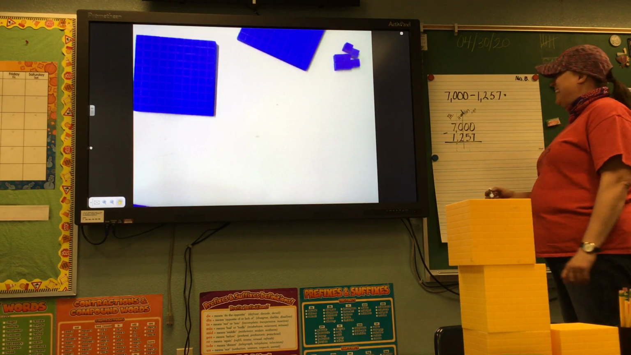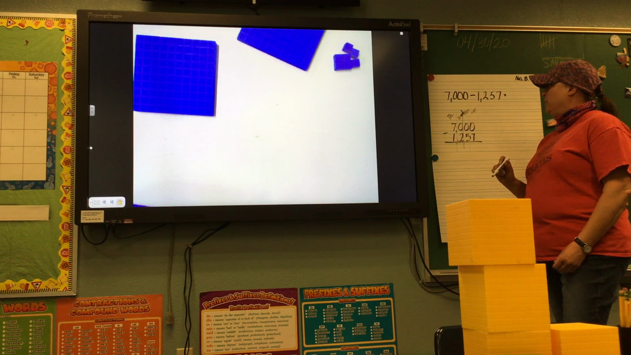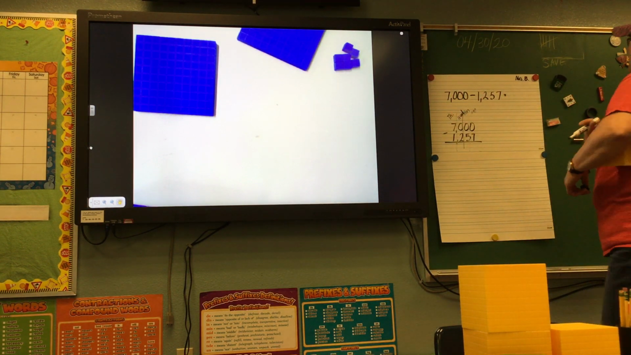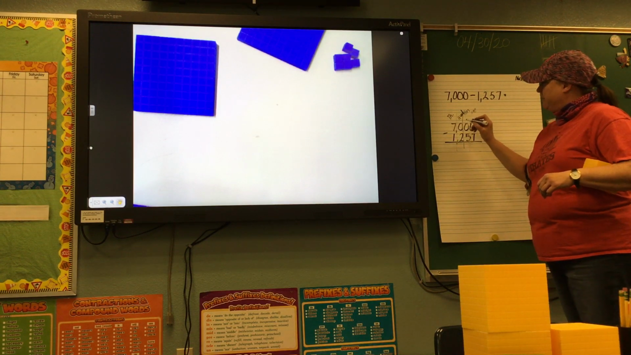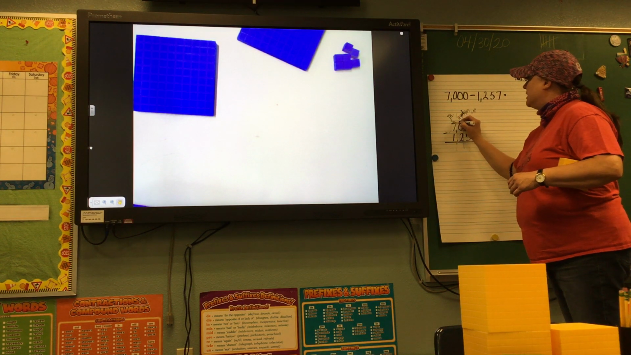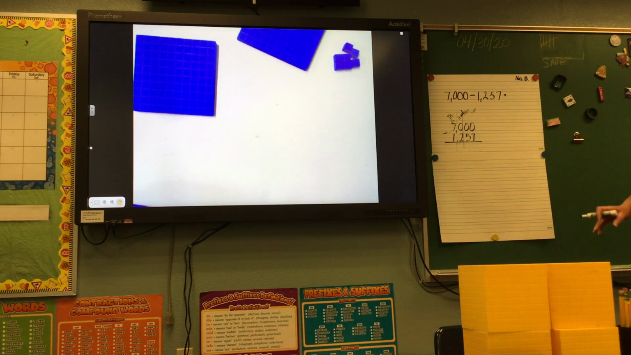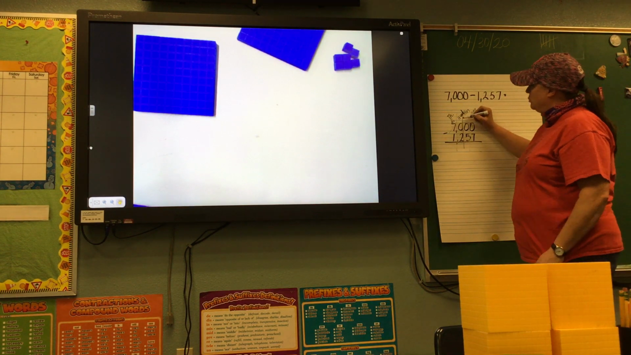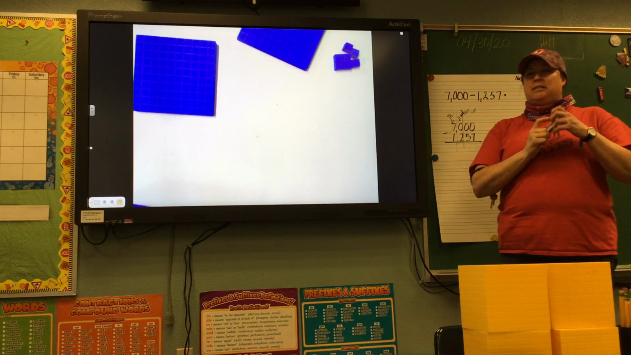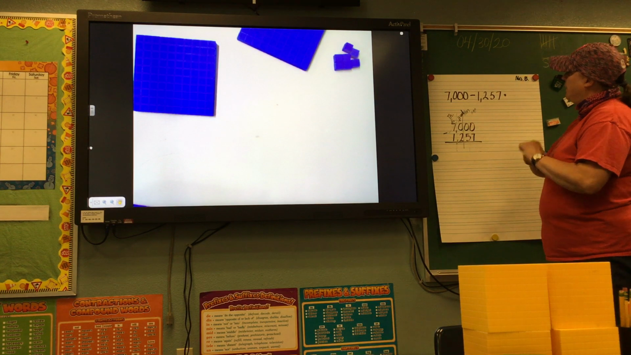I'm going to go all the way over to the thousands. This I can work with. There's 7,000. So that means they're going to have 7 of these thousands cubes. Now, if there are 7 of these cubes, and I regroup and I take one, I'm only going to have 6 left. I'm going to take that 1,000 and put it back into my hundreds. I have 10 hundreds. Now I remember taking 10 hundreds flats and making a thousands cube. So now I have 10 of those.